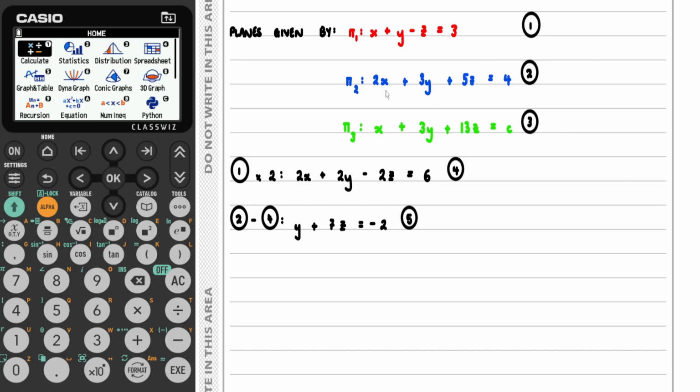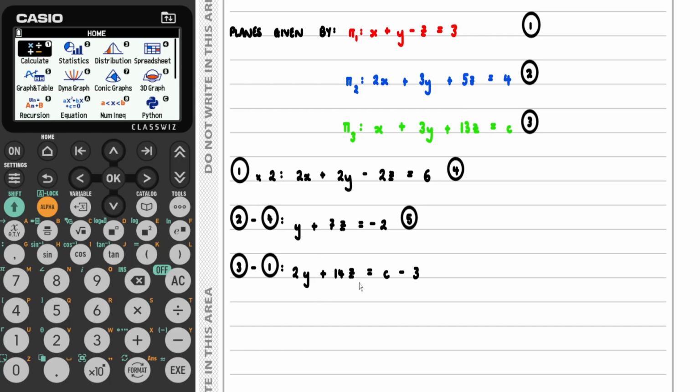And now, if I take a look at pi 1 and pi 3, we can do the same thing. If I do 3 take away 1, x take away x is 0x, then I've got 3y take away y, which is 2y, 13z take away negative 1z, that's 14z, then I've got c take away 3.